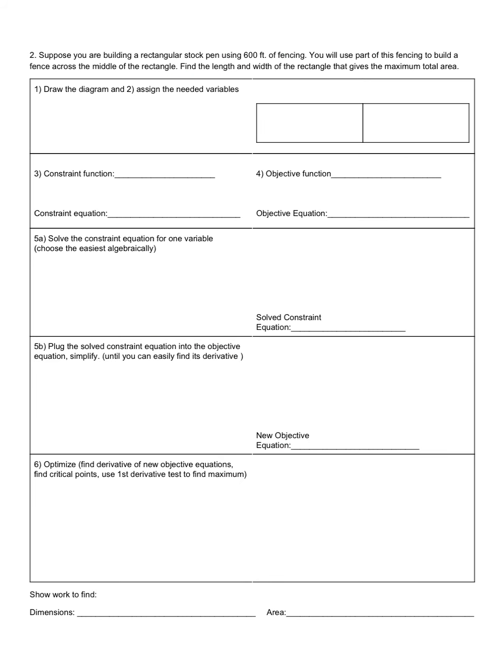Okay, problem number 2. We are going to build a rectangular stock pen using 600 feet of fencing. So there's my given information. If we're fencing around something, that's perimeter. So right here, that is our perimeter. And because it's the given information, that will be our constraint function.